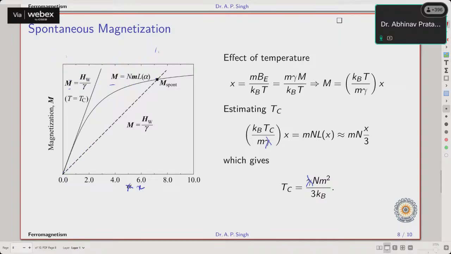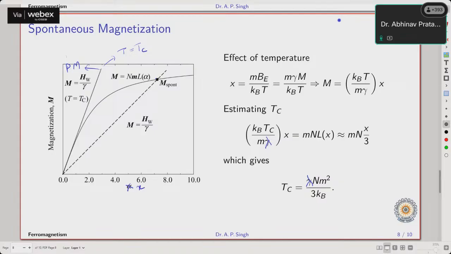Now, you can keep asking this question: what happens if I keep on increasing the temperature? Now what will happen is that a situation will arise that your line, this sloping line, is actually tangent to this particular curve at x equals 0. And this is the condition where if you increase the temperature further, you will enter into the region of paramagnetic materials. So therefore, this temperature should correspond to the critical temperature. And you can use this fact to get the value of critical temperature.